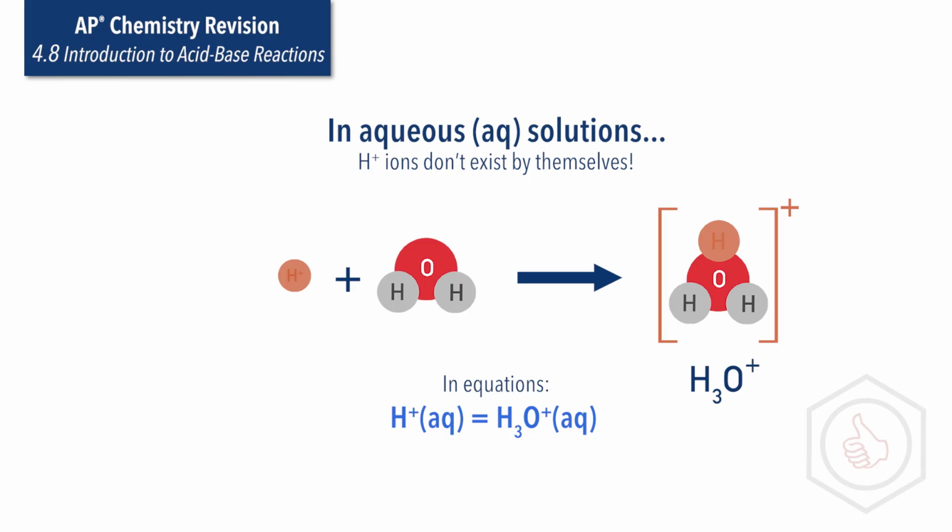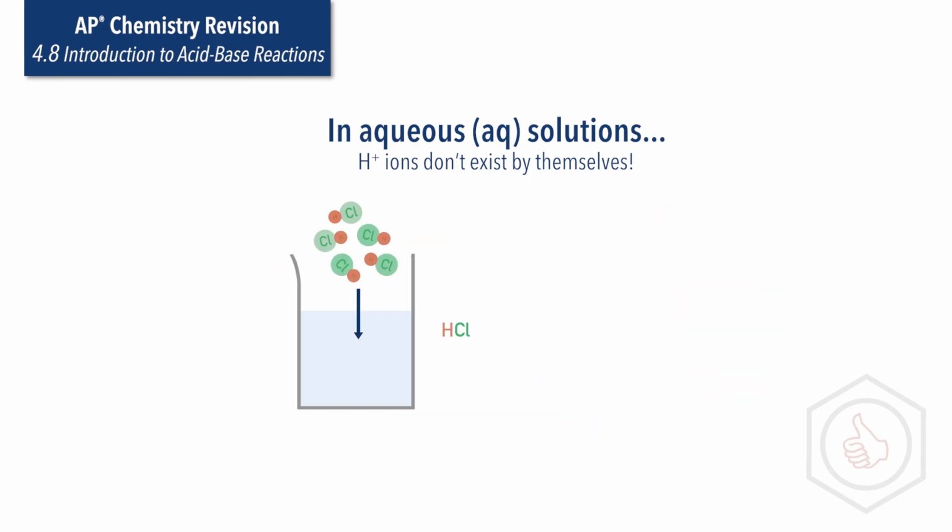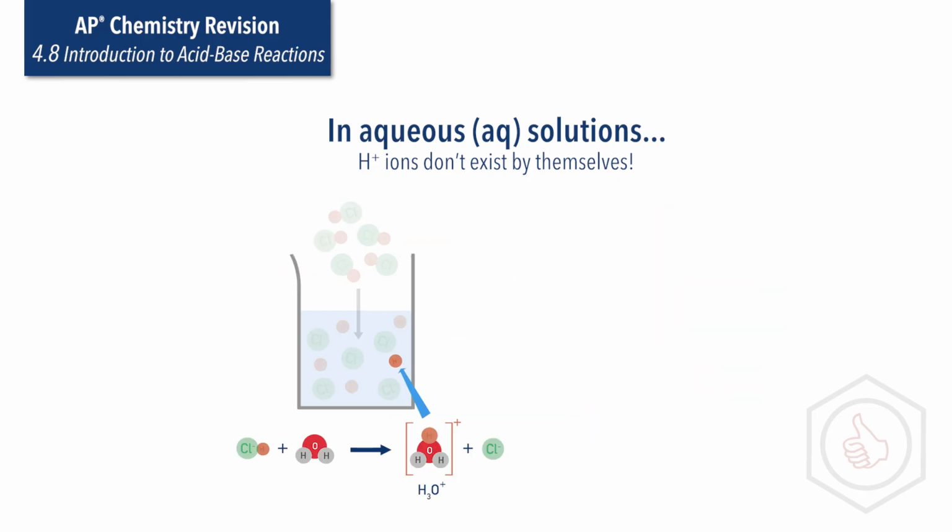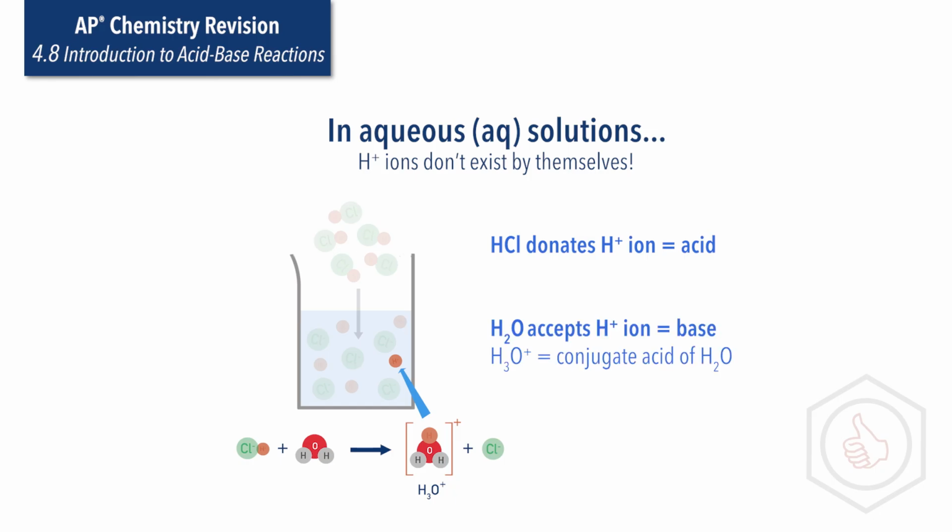For example, if HCl is added to water, it dissociates and forms H3O+ ions and Cl- ions. Now, the HCl is donating a H+ ion here, so it's acting as the acid, and according to the Brønsted-Lowry definition, because the H2O is accepting a H+ ion, it is acting as a base. We say the H3O+ is the conjugate acid of H2O and Cl- is the conjugate base of HCl.